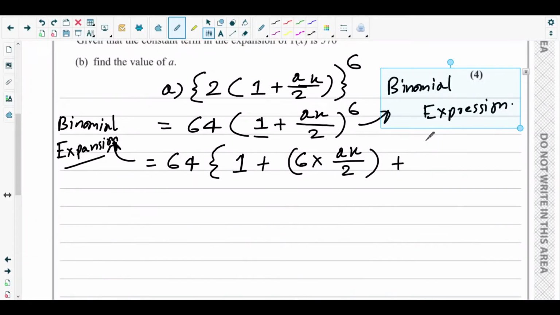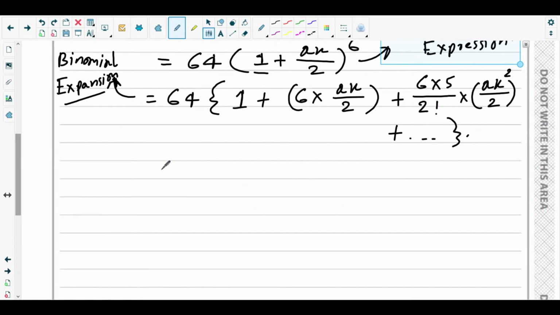Okay, then 6 times 5 factorial over what, we got 2 factors, 2 multiples at the numerator, so in the denominator it will be 2 factorial times what, the power of the second term of the binomial expression will be increasing gradually as we progress. So we got the first 3 terms, then plus dot dot dot, and then close the bracket.